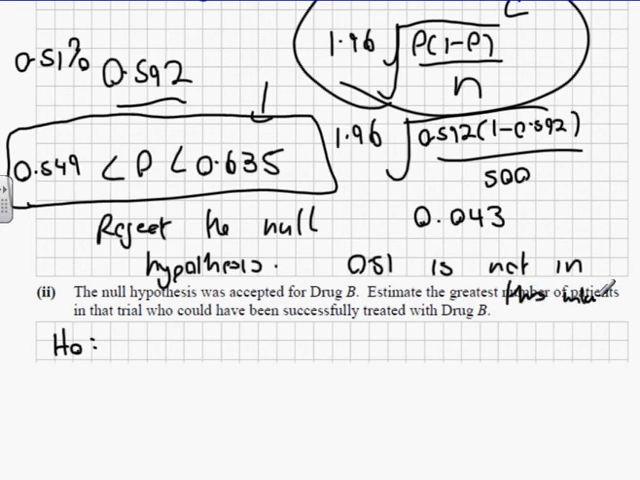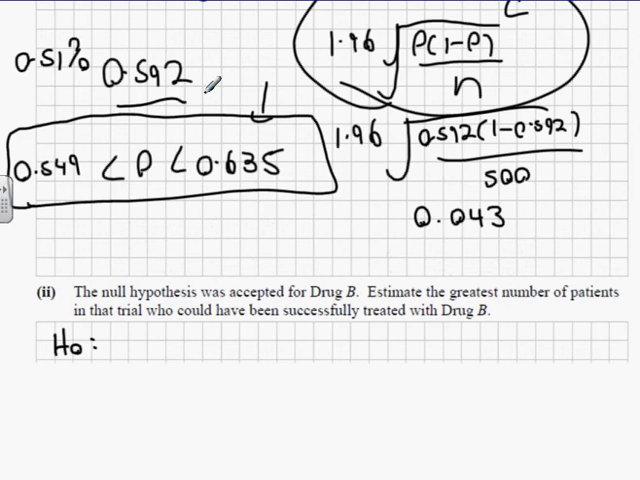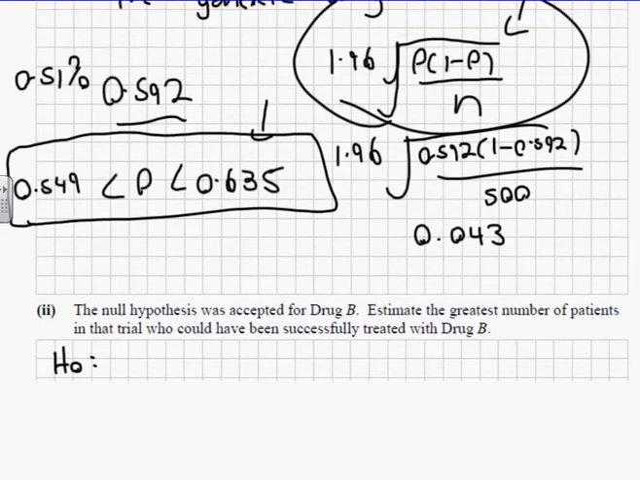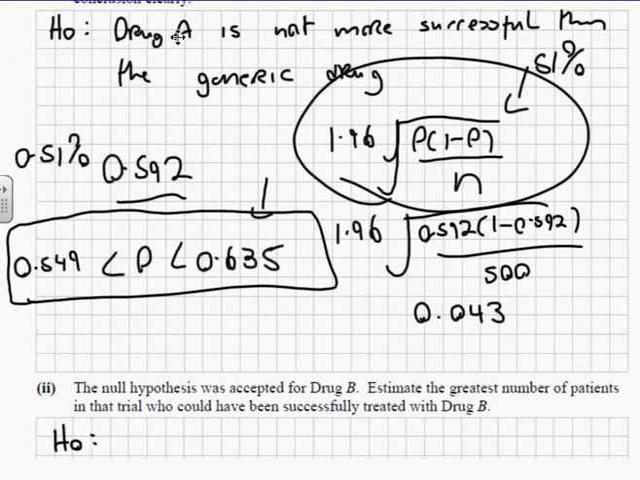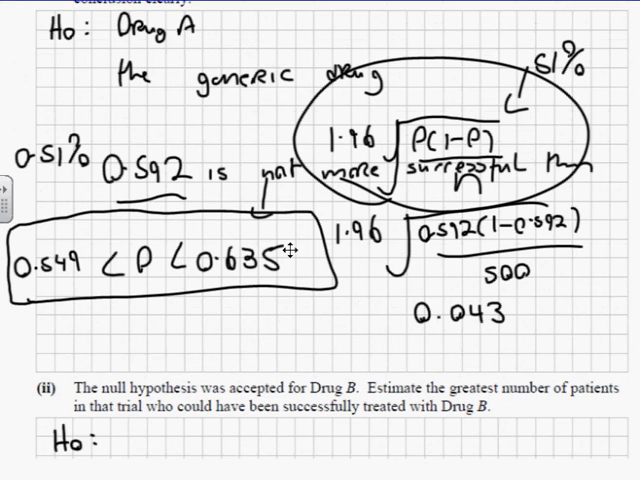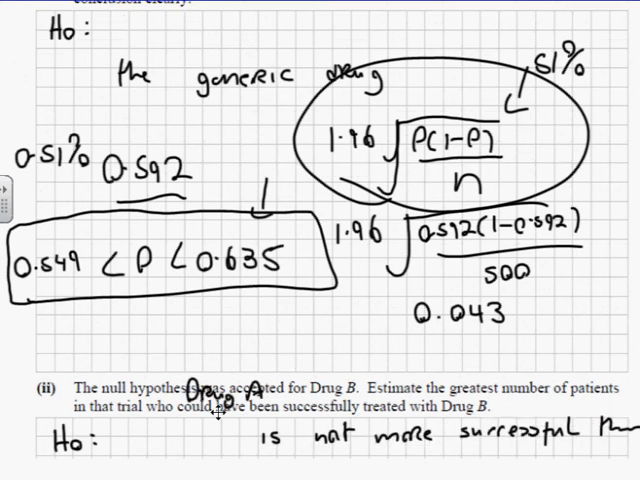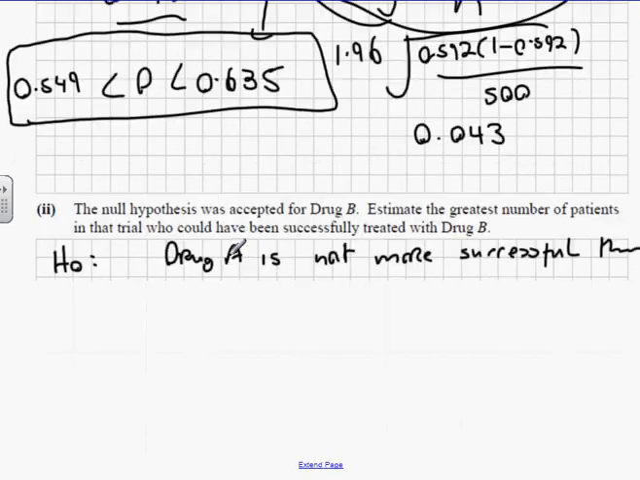Okay? Now, that brings me on to the second question. What the next question says is, the null hypothesis was accepted for drug B. Estimate the greatest number of patients in the trial that could have been successful with drug B. So, once again, I'm just going to bring this all down here. I'll call it drug B. Drug B is not more successful than the generic drug.